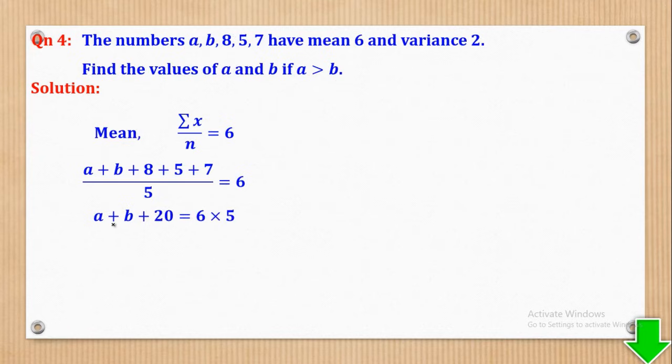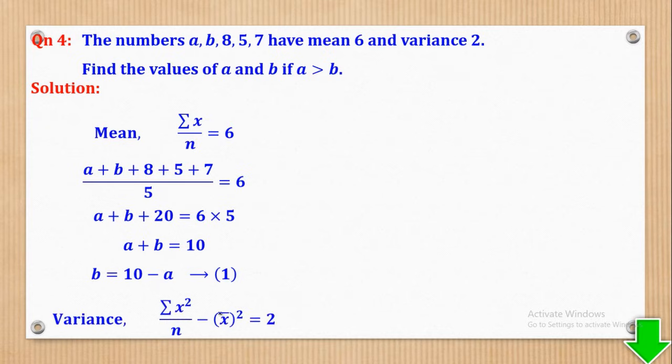Then when I cross multiply, I'll come up with this. And simplify, take this one this side, I'll come up with this, because this is 30 minus 20 to give you 10. And when I make b the subject, b will be 10 minus a. That is equation 1. That is for mean. What about for variance? Variance is given by this formula. Like I said, when mean is a whole number, you can easily just write x bar in the formula for variance. So I'm going to substitute.